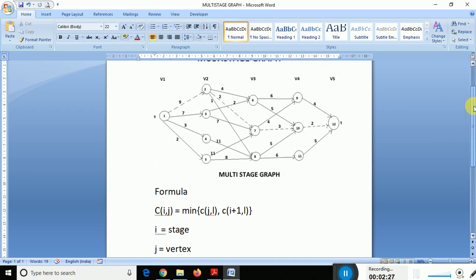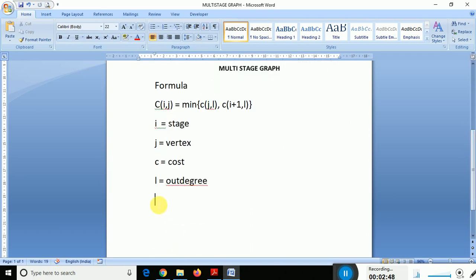See now, what they told is to solve this using the backward approach. So what we have to do, we have to follow from back to front. So what is the first stage? This is stage 5. Here we have to write stage 5 and the vertex is which one? 12.